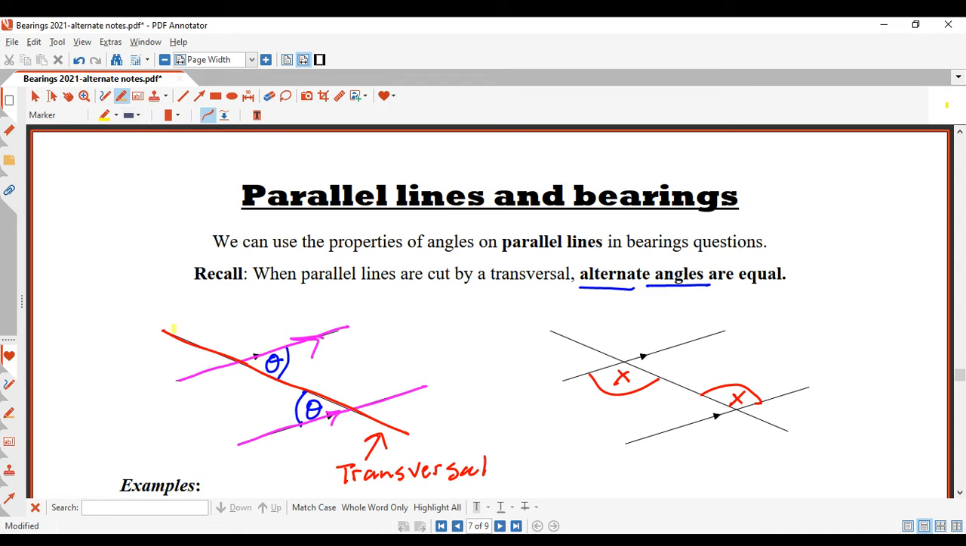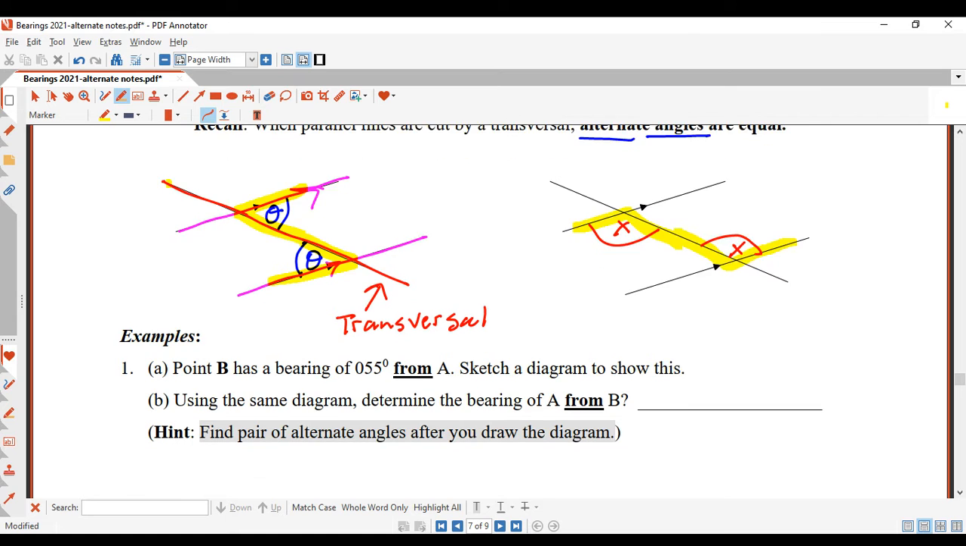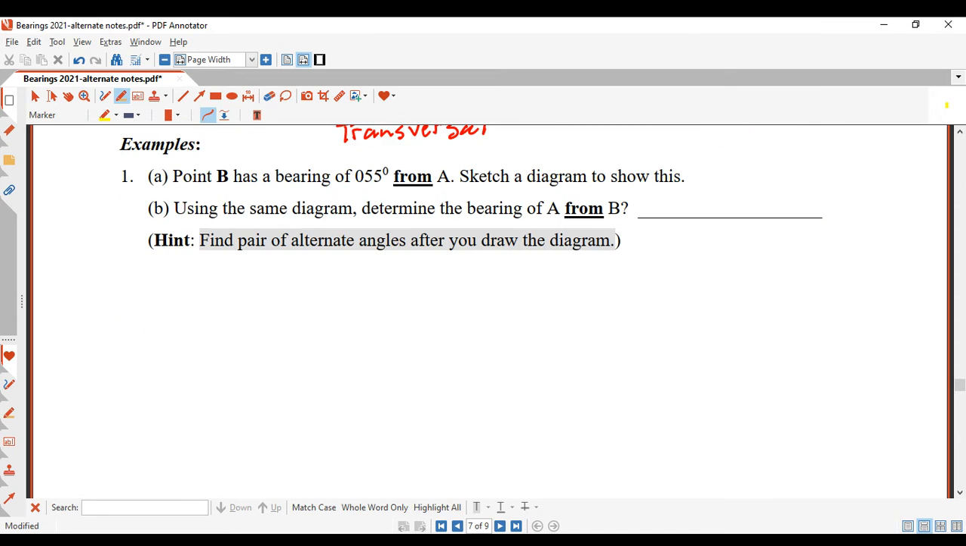Here we go. If I trace around the first angle, and I trace around the second angle, they join up to form a Z shape or a back to front Z. If you look at both diagrams, one will be the normal Z and one will be back to front. So if I trace around this angle and the other angle, they join up to form that Z shape. Okay, so that's important to be aware of. So alternate angles are equal. Now let's see how this works with bearings.